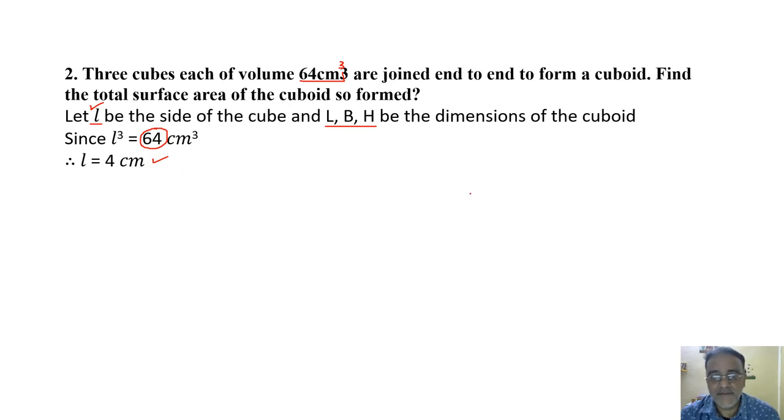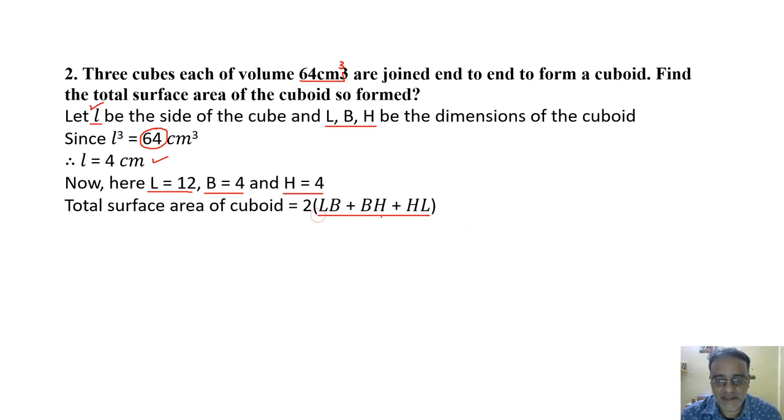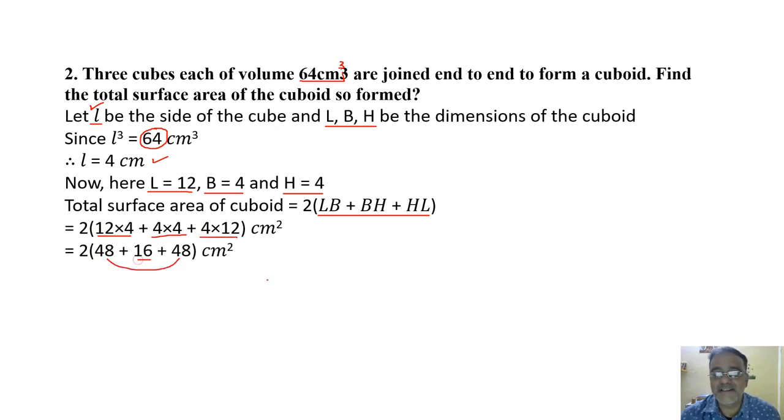Right. Now, when we join 3 cubes, only the length will be affected. Breadth will remain the same, 4 centimeter. Height also will be 4 centimeter. Only the length we will get 3 times of 4, that is 12 centimeter. So L is 12 centimeter, B is 4 and H is 4. Now the total surface area formula is 2 into (LB plus BH plus HL). Now we'll substitute all the values, right? 12 into 4 is 48. This is 16 and this is 48. 48 plus 48 is 96, plus 16 is 112. Into 2, we are getting 224 centimeter square. This is the final answer.